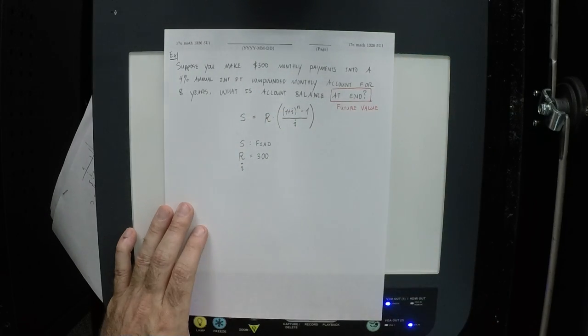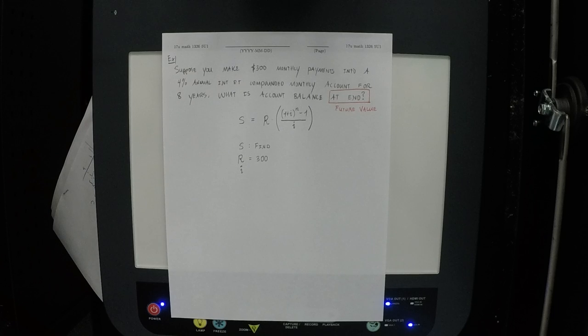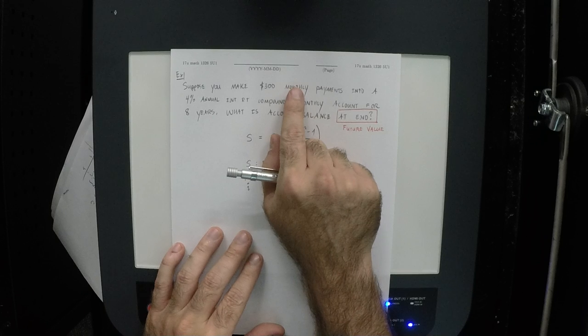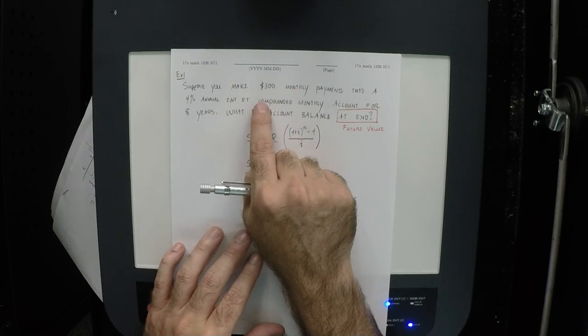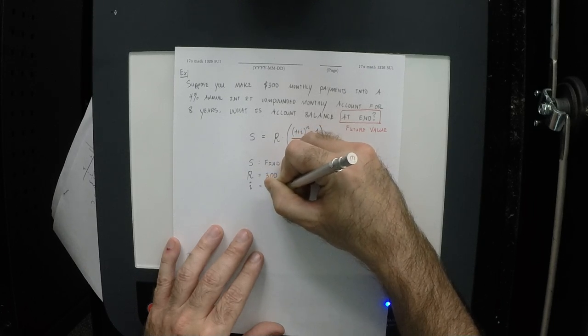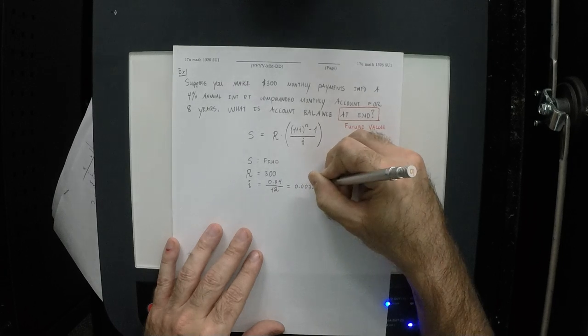I. Okay, so it's not 0.04. Now think about it for a moment. It's not 0.04. Now I agree that it says 4% annual interest. I agree with that. But in order for it to be an annuity, it means that the payments and the interest reckoning occur simultaneously. That's why I very carefully and sort of clumsily wrote monthly so many times, right? $300 monthly payments into an interest-bearing account that compounds interest monthly. So I is 4% divided by 12. So that is 0.0033 bunch of threes, right?